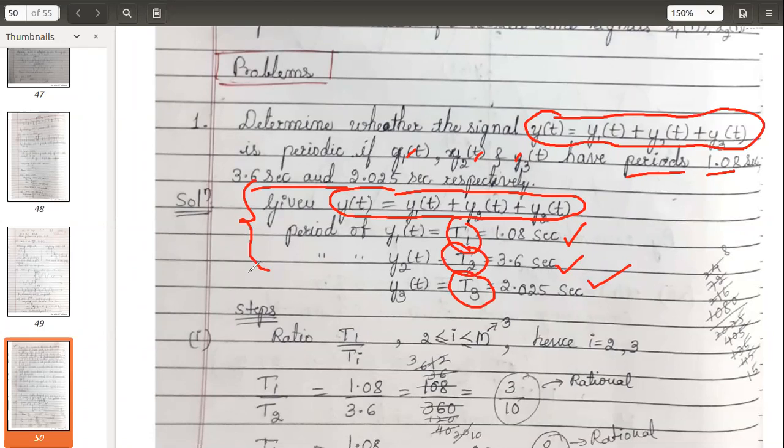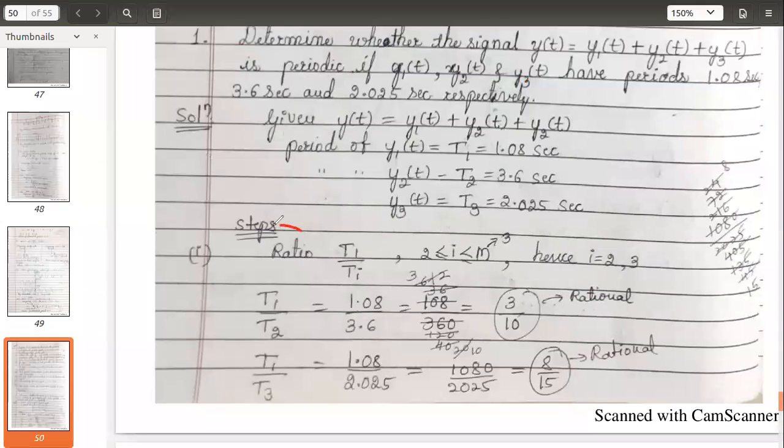Now let us start solving the problem. We have to apply the 5 steps. So what is the first step? First step, we need to take the ratio of T1 by Ti. Okay. This is the first step. What is i? i is these suffixes. I have made a mistake. Please make this y3. That's a very silly mistake. y of 3.